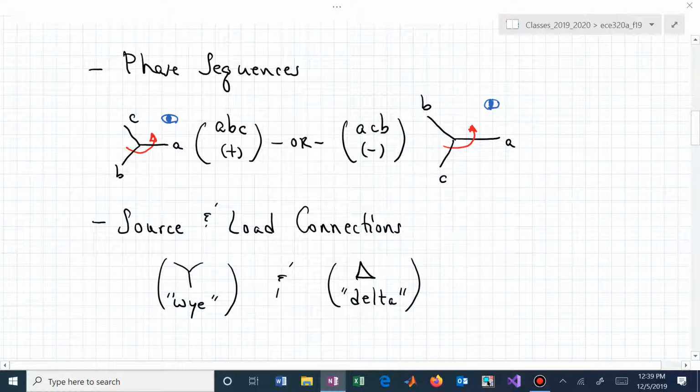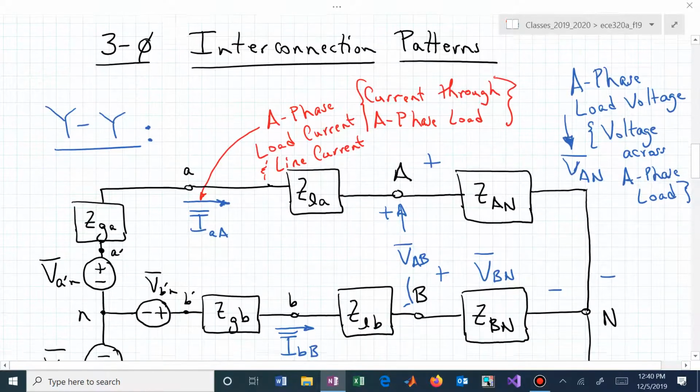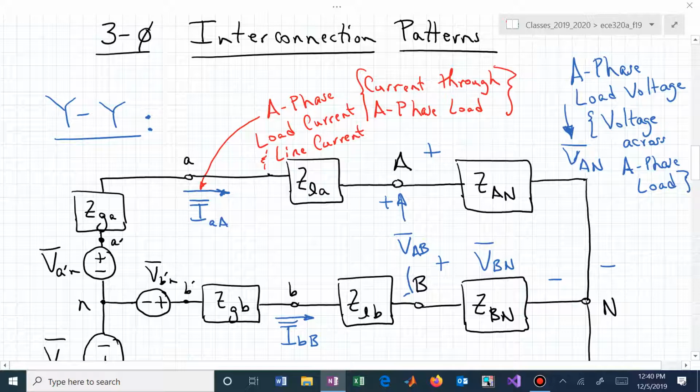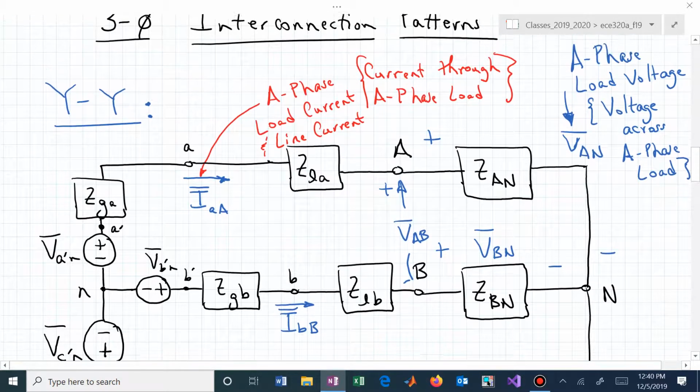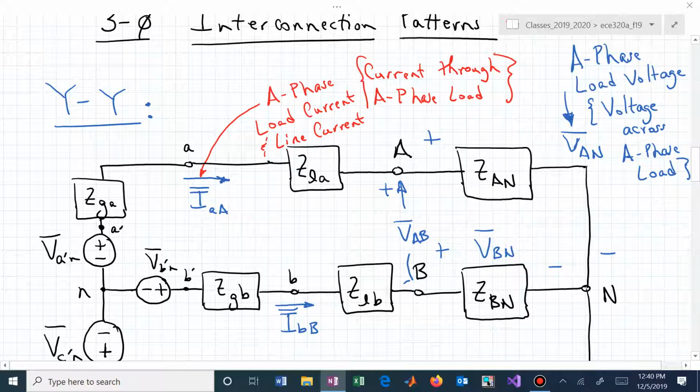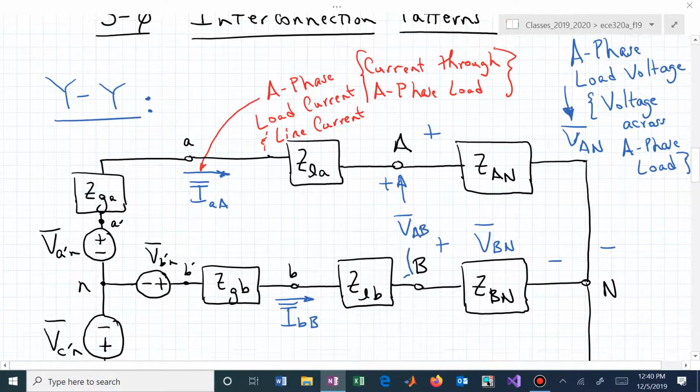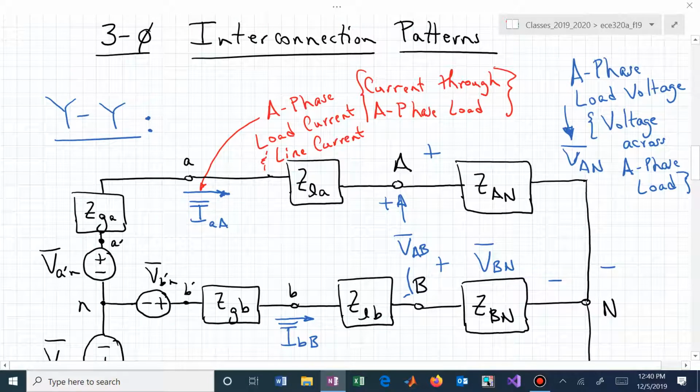And as I had indicated earlier, we have two different ways that we are interconnecting sources and loads, either in a Y or in a delta, and that influences which quantities are considered line voltages versus phase voltages, line currents versus phase currents, etc. Let's see if I have the right sequence. Here's a YY three-phase interconnected diagram. And here below is the C phase. I'm going to focus on the A phase so that we can make sure that we're clear on the terminology.